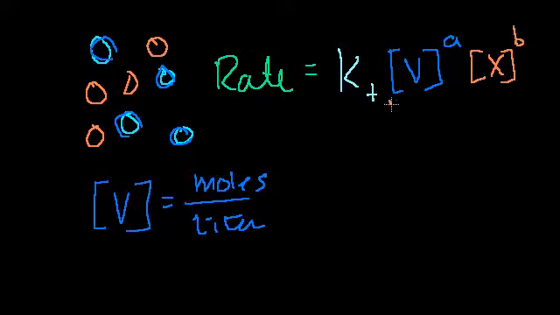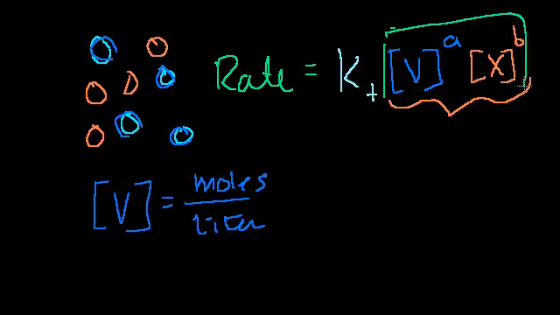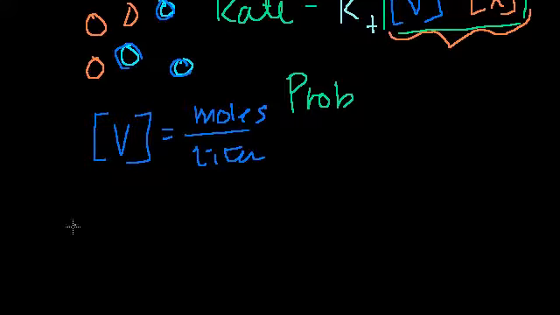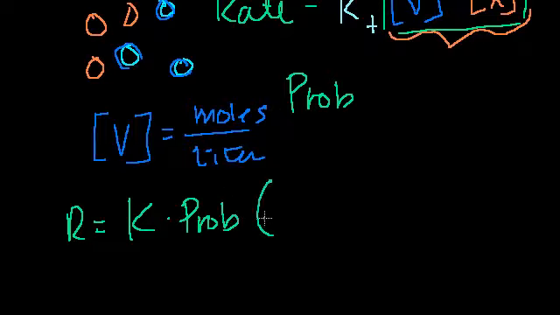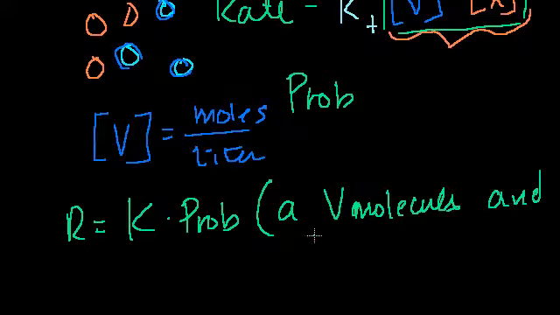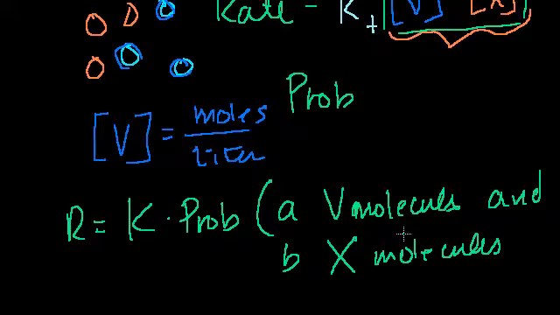And I want you to make sure you understand this. My claim is that this is an approximation, or actually it's a pretty good way of calculating the probability. So let me write it this way. The rate is equal to some constant that takes into account the temperature and the molecular configurations times the probability of having A V molecules and B X molecules in a sufficiently small area all at the same time. And the best way to approximate that is with their concentration.